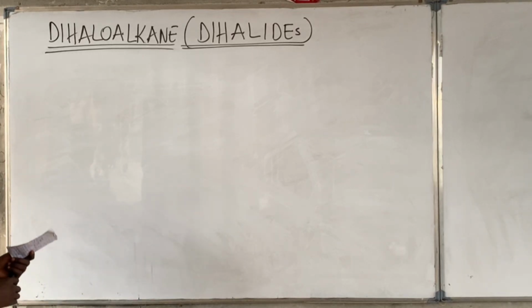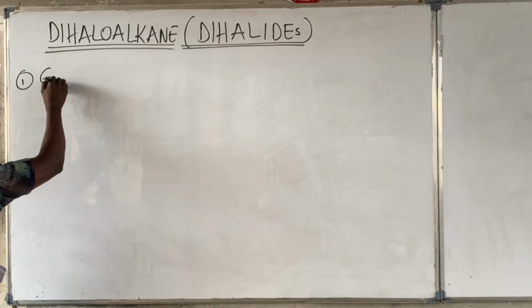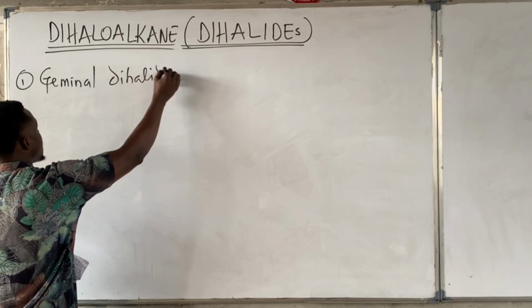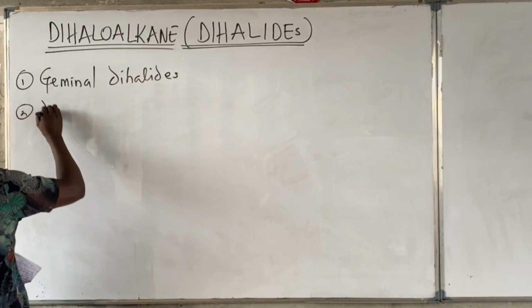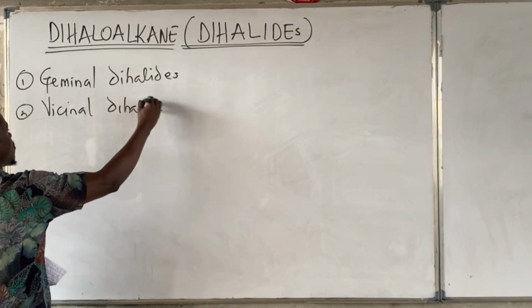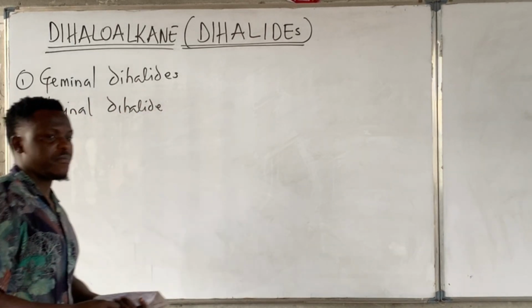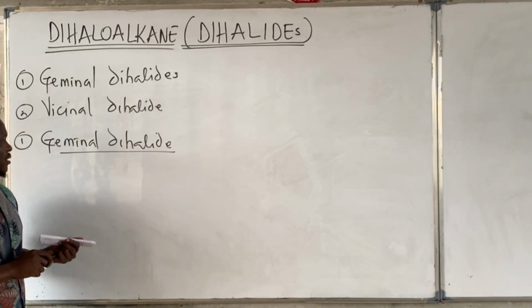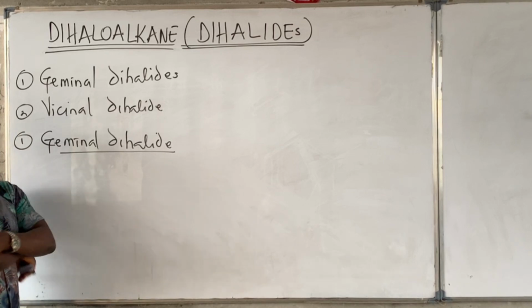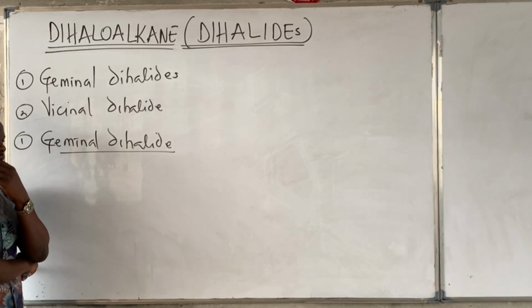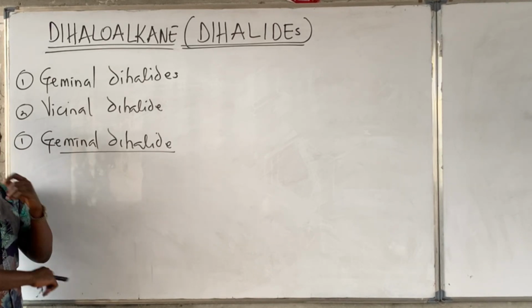We have two types of dihalides. Number one, geminal dihalides. Number two, vicinal dihalides. Geminal dihalides are dihalides in which the two halide groups are attached on the same carbon.